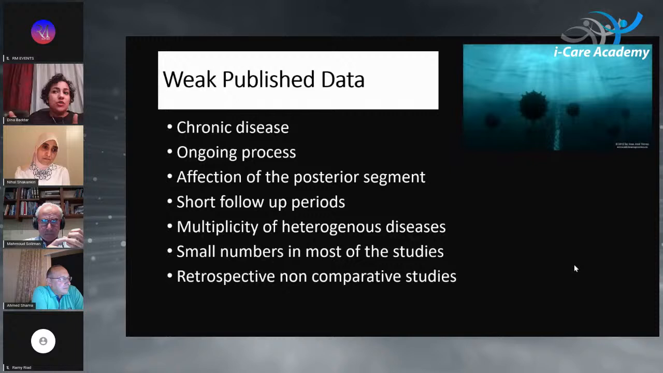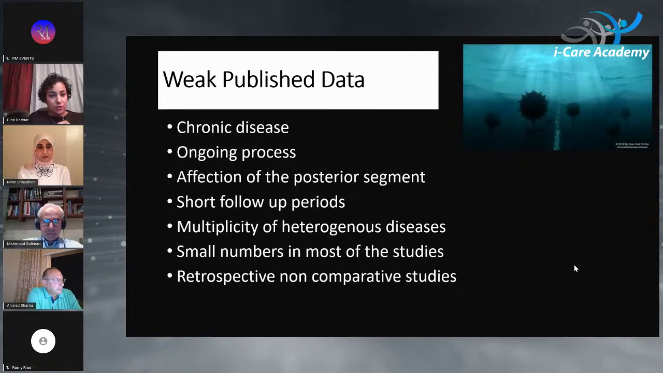This is what I always tell patients: uveitis is a book, or even a chapter in the book, but it's not one disease. So it's a heterogeneous disease. Most cases are small; they carry small numbers in the studies or in the published data, and they're usually retrospective, with few comparative studies by the big authorities like the MUST or the Sun. But other than that, they're usually retrospective chart reviews.